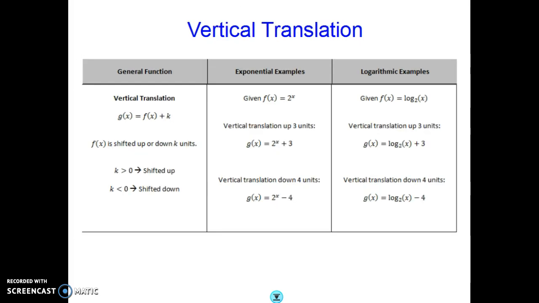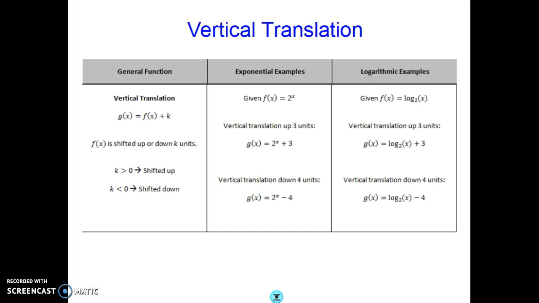For vertical translation, these are also fairly straightforward. Just for your generic function, if you start with some function f of x, and you want to shift it up or down, so vertical translation, you add some constant k on at the end. If k is positive, in other words, we're doing plus 5, that's a shift up. If you're doing minus something, like minus 2, that's a shift down 2 units.